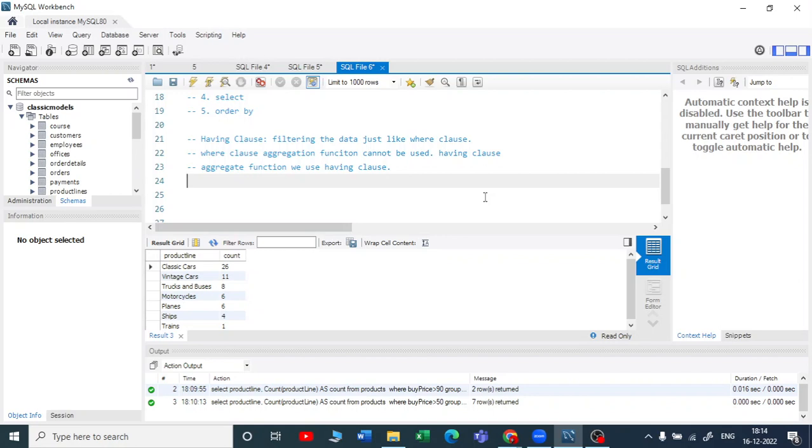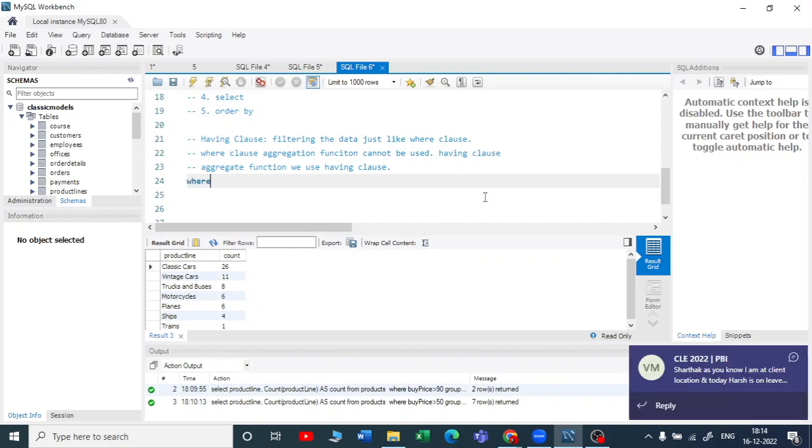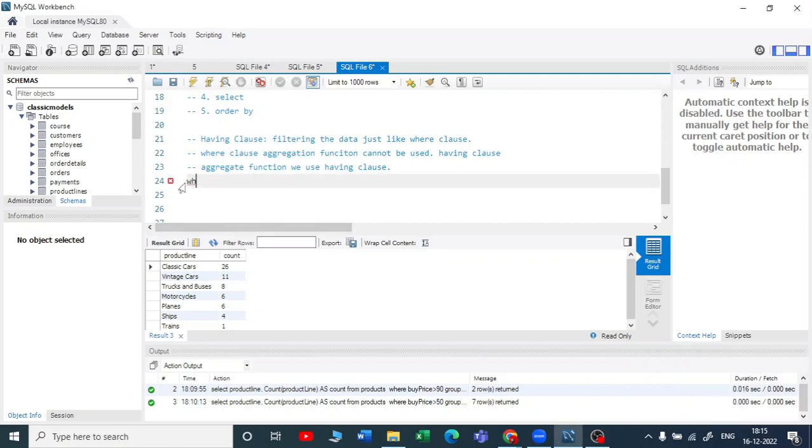Then if you look at the difference between the where clause and the having clause, the where clause comes before the group by, whereas the having clause comes after the group by.